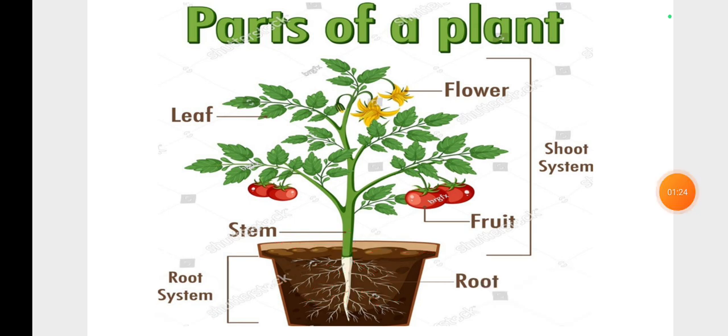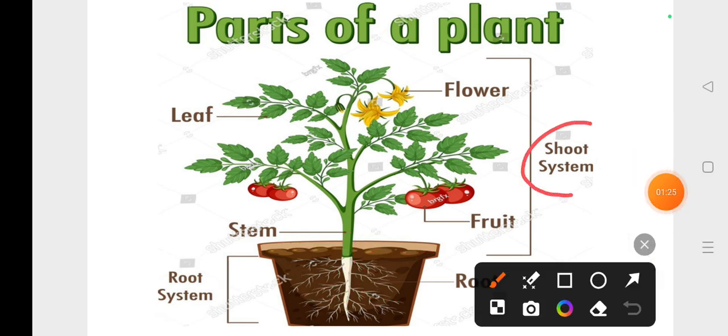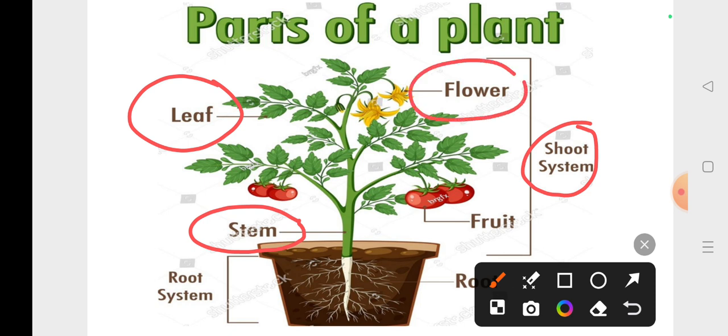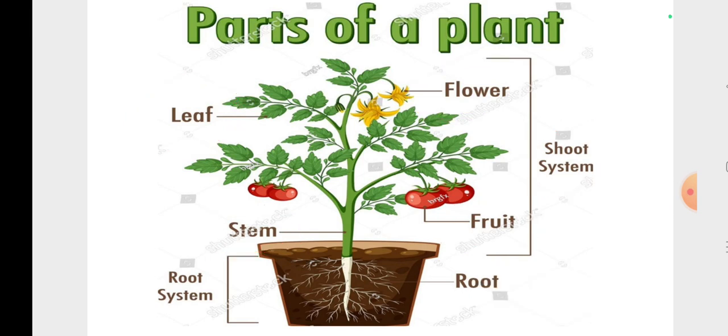Now let's talk about the shoot system. Those parts which grow above the ground come under the shoot system. For example, stem, leaf, flowers and fruits. All these parts of a plant grow above the ground, so they come under the shoot system.